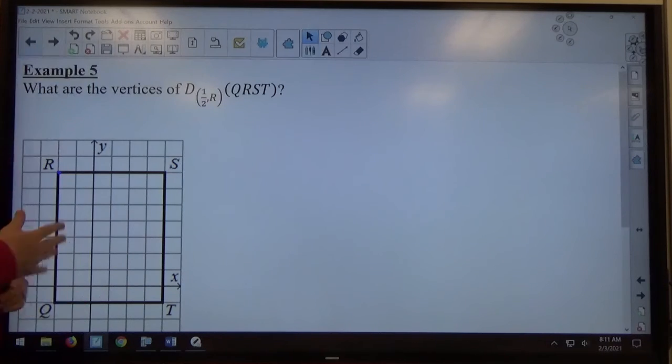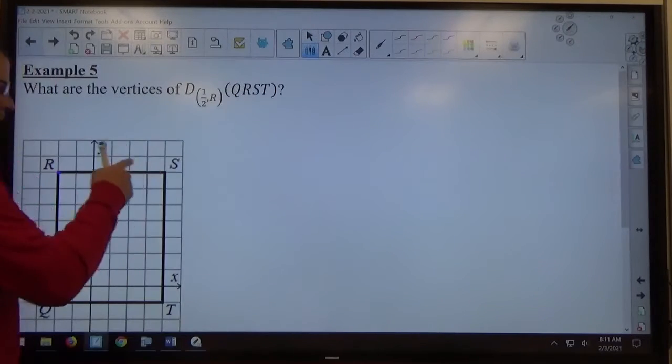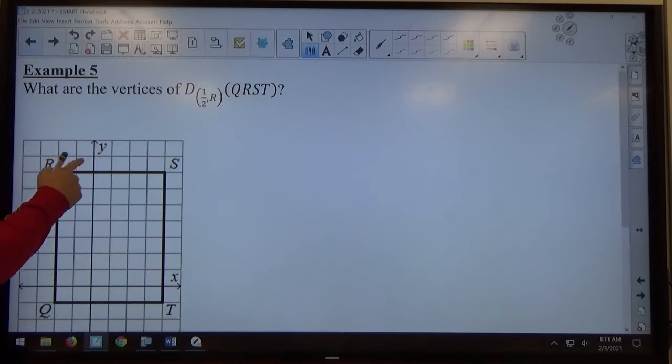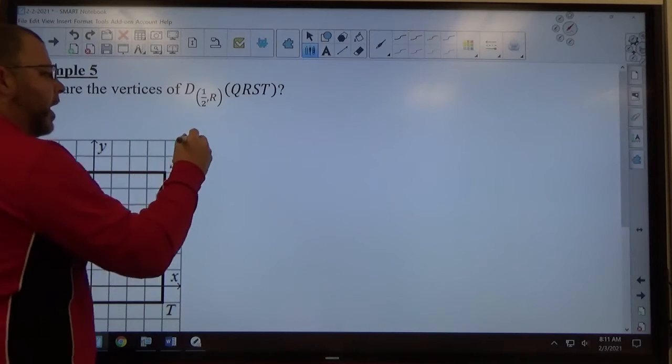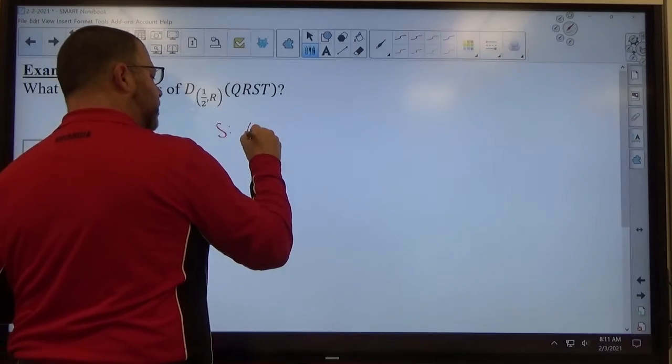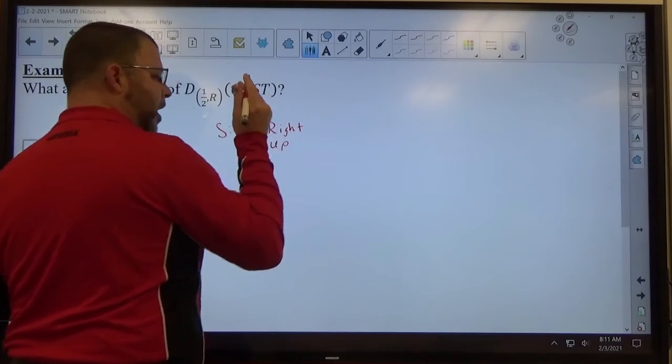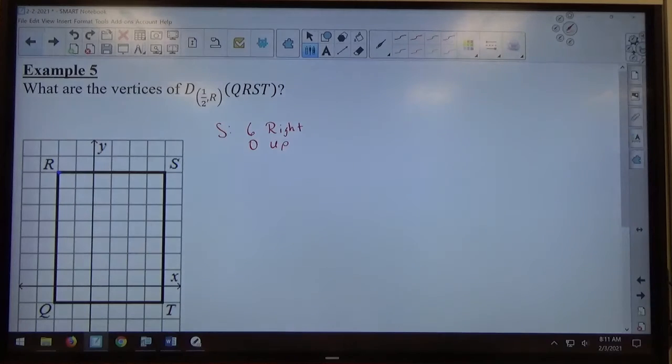And rather than using our ruler when we have a graph paper to work with, we'd rather just figure out how far away they are in units and then apply the scale factor. So if I start with the letter S, how far is S away from R? 1, 2, 3, 4, 6. And just 6 to the right. It's not up or down at all, right? So if I'm looking at S, it's 6 to the right and 0 up. All right? So that's how I get from R to S.